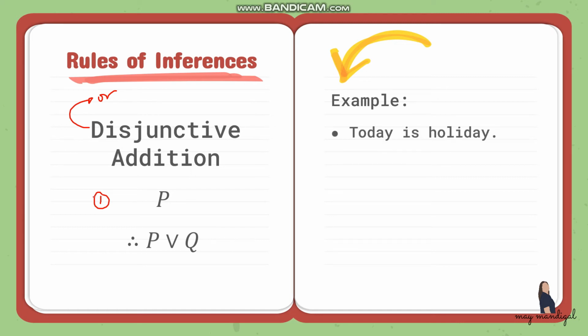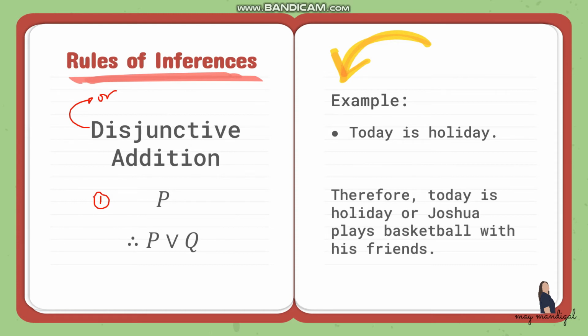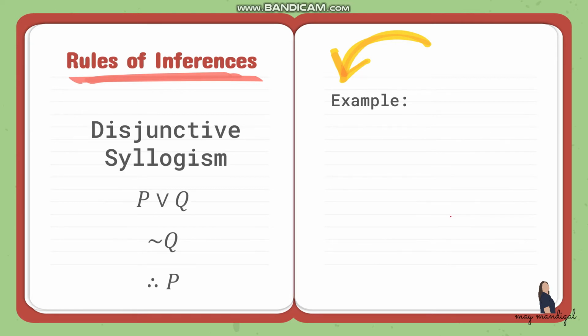So example, today is holiday. If this is given to you, then you can add any proposition that you think of, as long as you connect it using the connective or. So that will still give us a true conclusion. So let's say we have this. Therefore, today is holiday or Joshua plays basketball with his friends. So what we added here is Joshua plays basketball with his friends. So even though this may be false, since we assume that the first is true, the conclusion itself will also be true. So again, that is disjunctive addition.